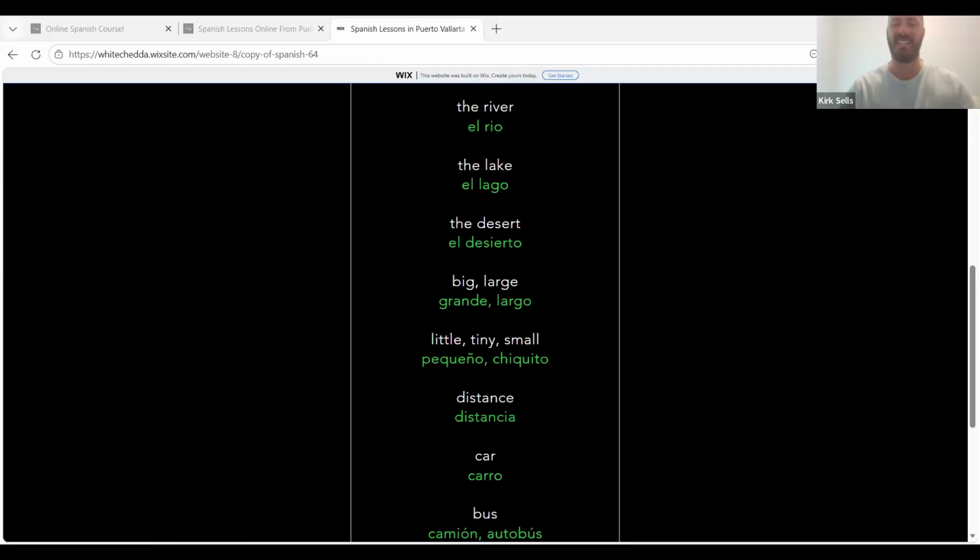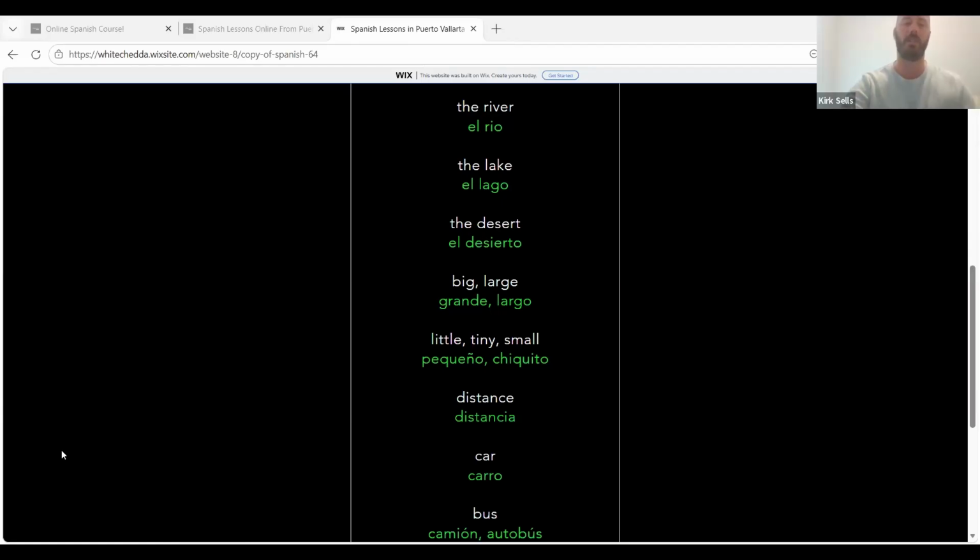Really nice. Yeah. Good. The next ones are focused on size. We know grande. Go ahead and say grande, big. Grande, big, grande. Good. So we've been saying the Rio Grande, but what is it really? El Rio Grande. Really nice. Yeah, the big river, right? And then let's try the word for large, which is largo. Largo, large, largo. Yeah, good.